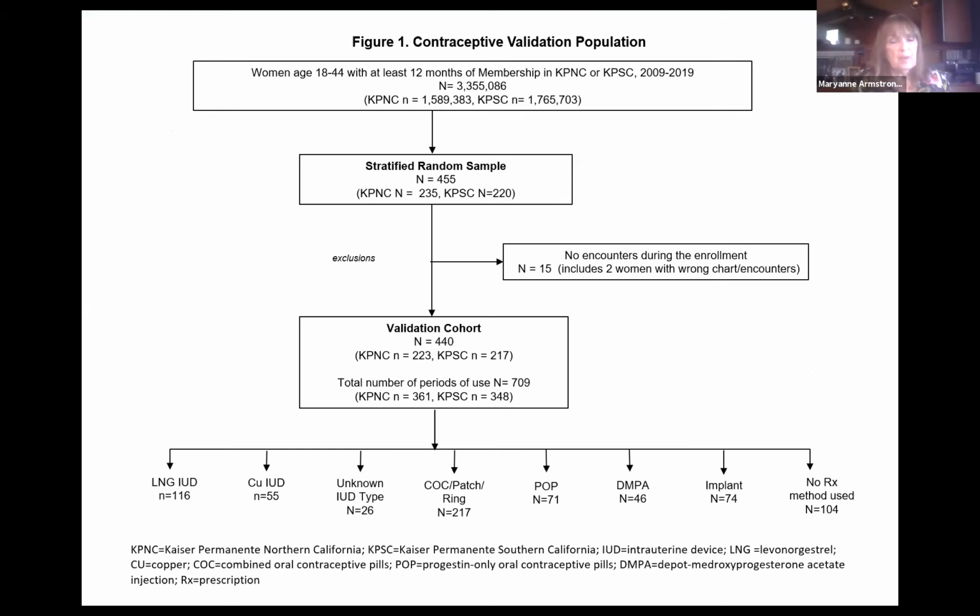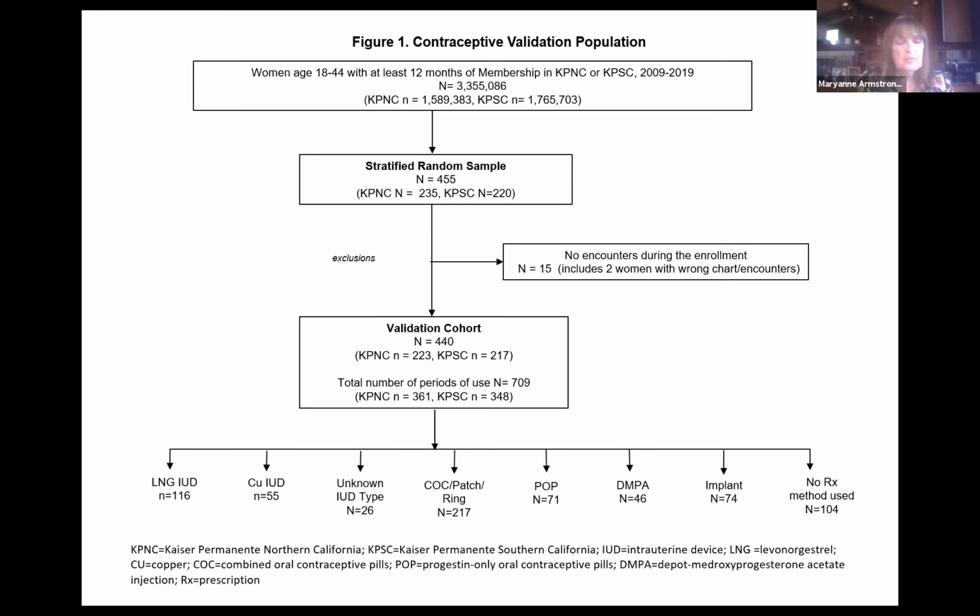This slide shows the development of our validation cohort. So we began with the study population, which consisted of women aged 15 to 44 who were either Kaiser Permanente Northern or Southern California members during the study period from 2009 through 2019, and had 12 months of continuous membership prior to their index date.